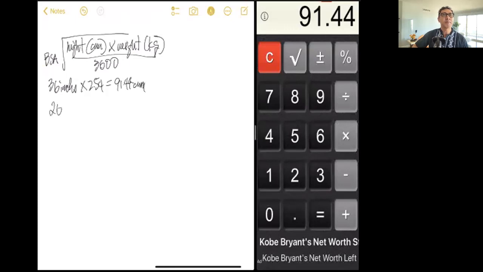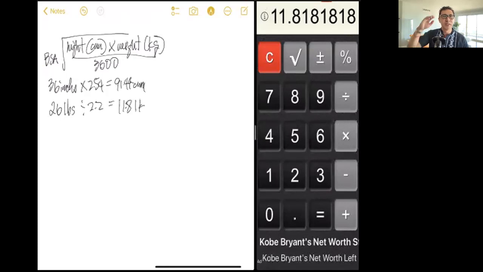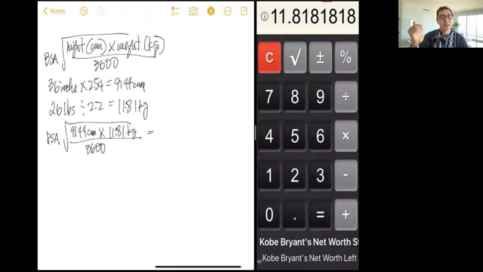All right. Next, I have to convert my 26 pounds into kilograms. 26 pounds divided by 2.2 is 11.81. You see some rounding issues up there already. I'm going to tell you question by question how to round. For this question, I might say round to the nearest hundredths, maybe tenths or whole numbers. So there's no generic rounding rule. And from there, as you can see, I'm simply plugging it in.